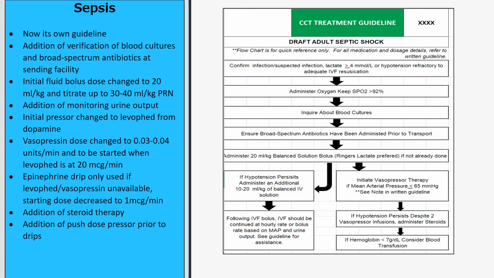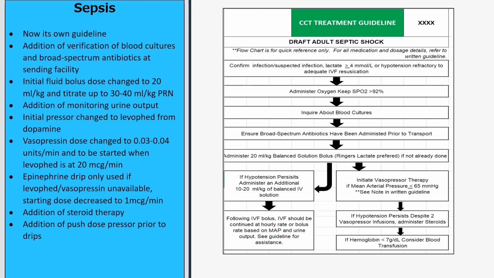So for the changes to this guideline from the very first slide, which was very busy, this is now its own guideline. There's an addition of verification of blood cultures and broad-spectrum antibiotics at the sending facility. The initial fluid bolus is 20 milliliters per kilo, and you titrate up to 30 to 40 milliliters per kilo as needed. An addition of monitoring urine output has been put in here.